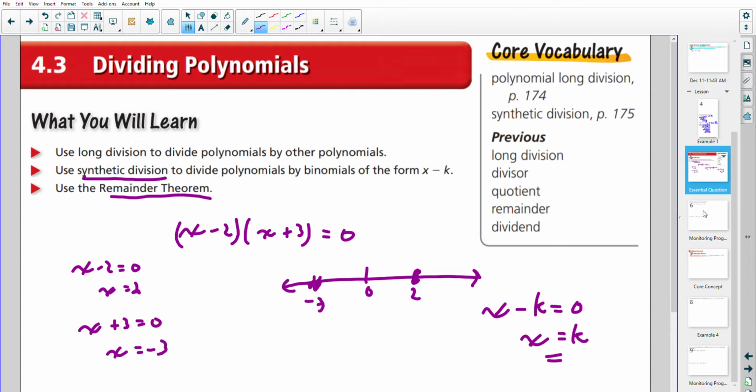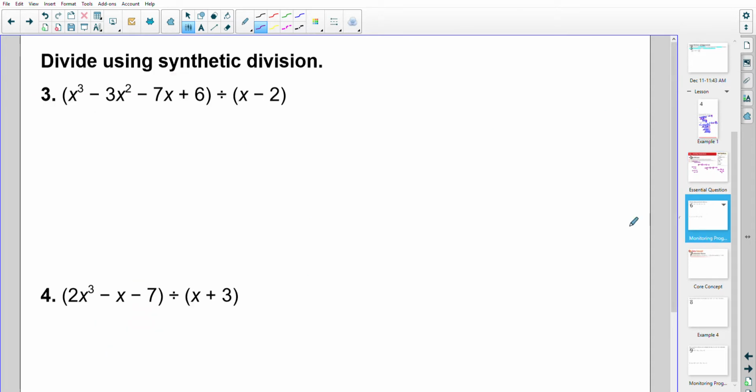Now, when I get into synthetic division, first of all, very important that this has to be in that form. The divisor has to be in the form of x to the first power minus or plus k, and this has to be a 1. So if you have a divisor that's in this form, a coefficient of 1, degree of 1, then you can divide synthetically. The other ones, you would do by long division.